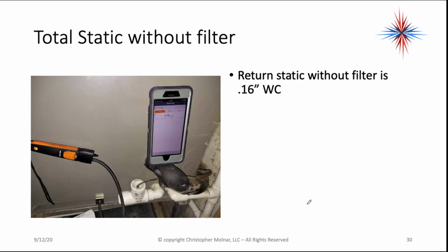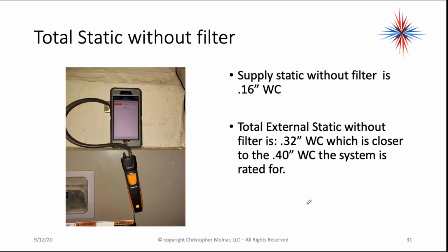Now, if I pull the filter, I get a return static of 0.16 without that filter in place. My supply static without the filter goes to 0.16. So the total external static pressure without the filter is 0.32 inch water column, which is very close to the 0.4 the system is rated for.